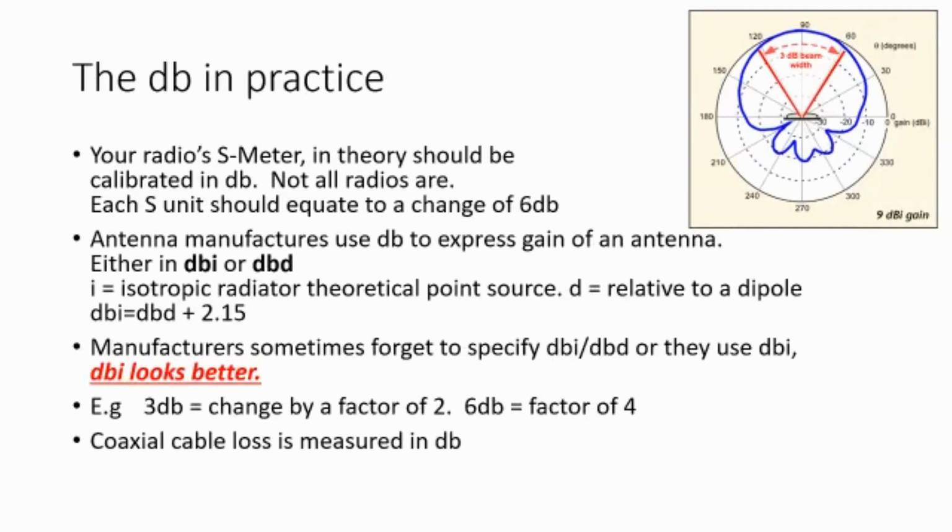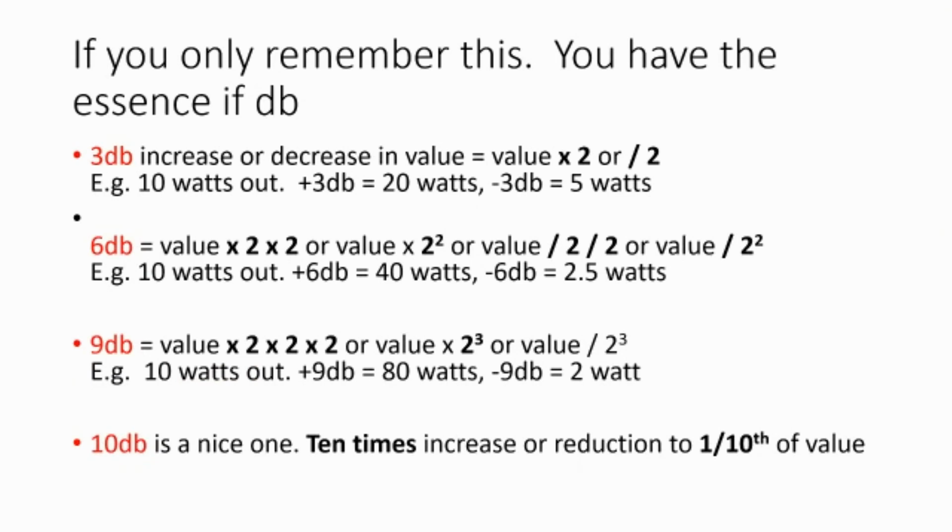Big thing to remember, for example, a 3 dB change, either plus or minus, is a change by a factor of 2. 6 dB is a factor of 4. Coax cable, the loss is measured in decibels. And the main thing to remember, if you remember anything about dB, and this makes it easier to work out, a 3 dB increase or decrease in value equals the value multiplied by 2 or divided by 2.